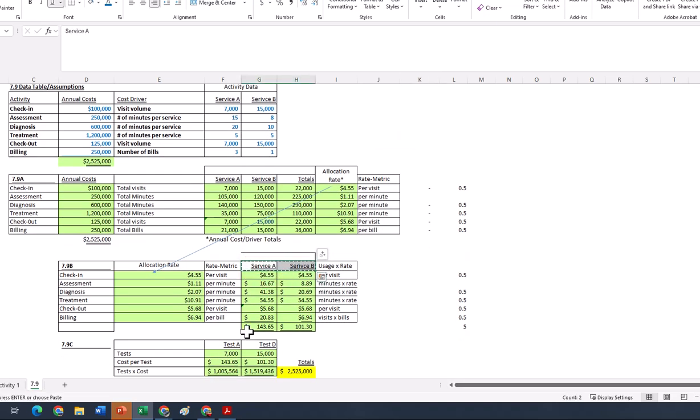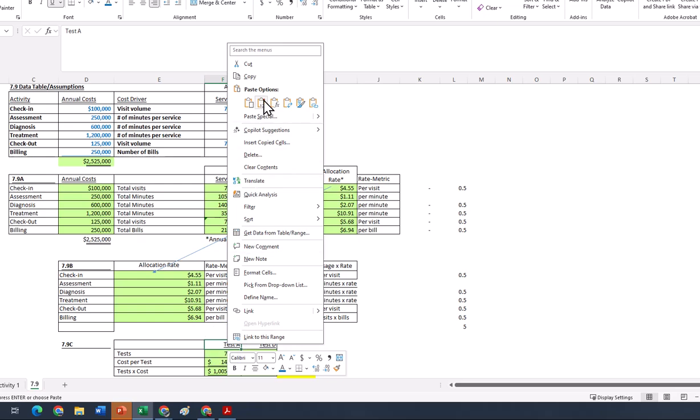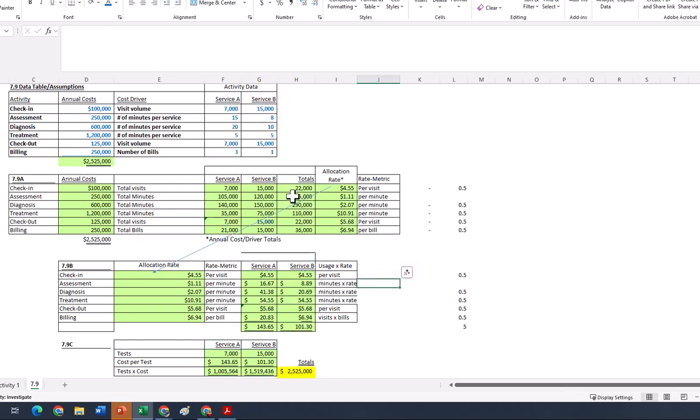I think I modified this, so apologize about that. So we have service A, service B. Okay, so we 455 for each visit. For check-in assessment, again, it's the allocation rate times the minutes per service. Allocation rate times the minutes of service. Diagnosis, the allocation rate times the minutes of service. I think you see that working now.